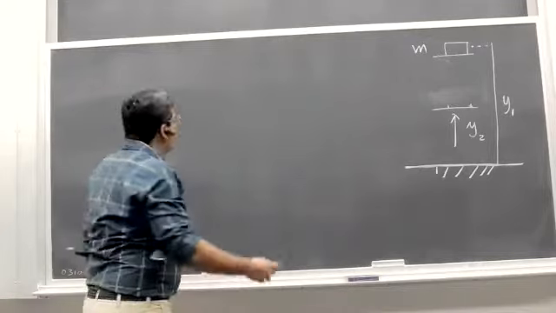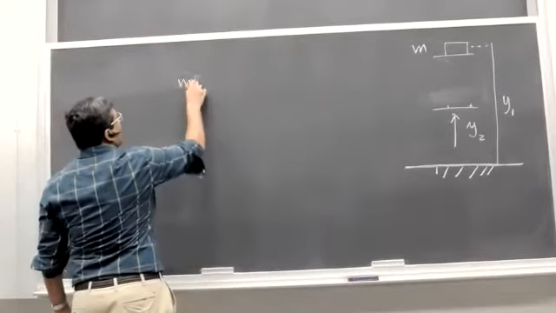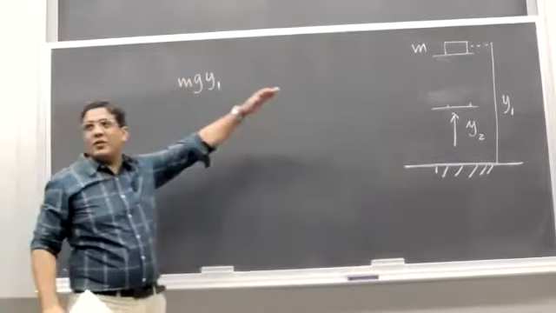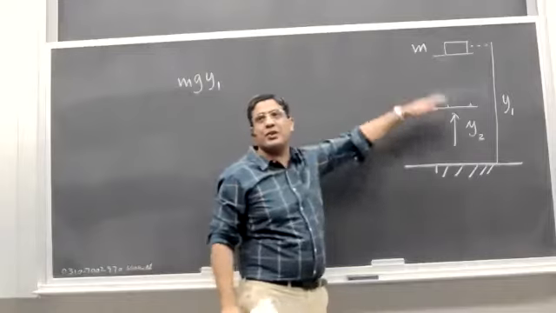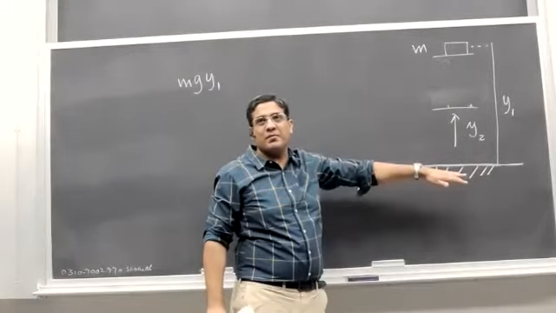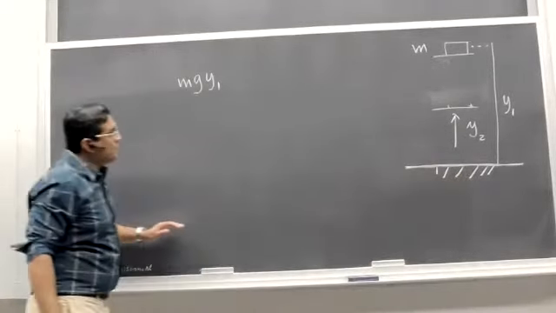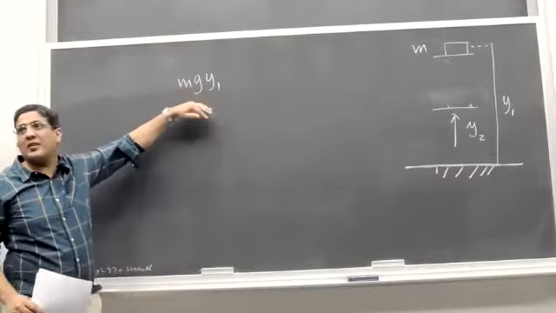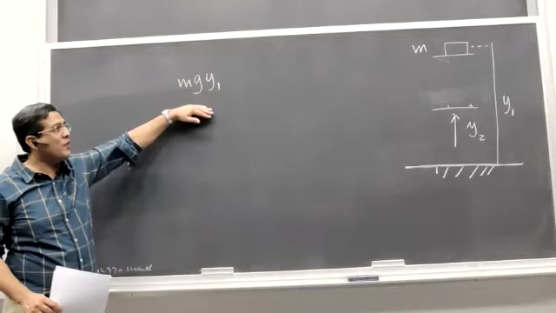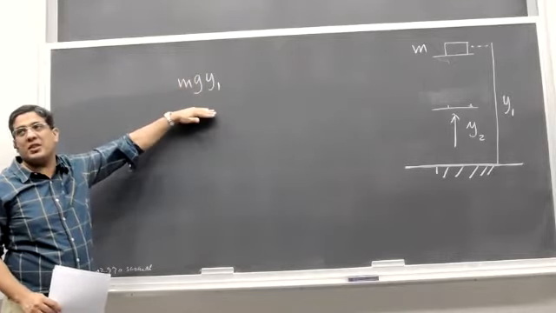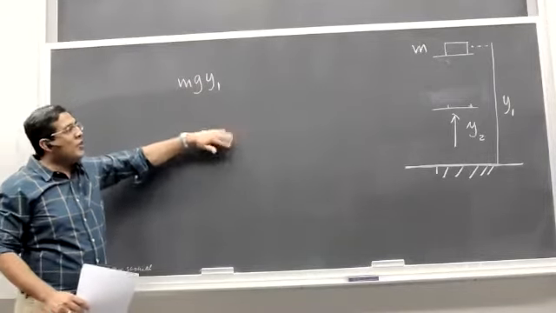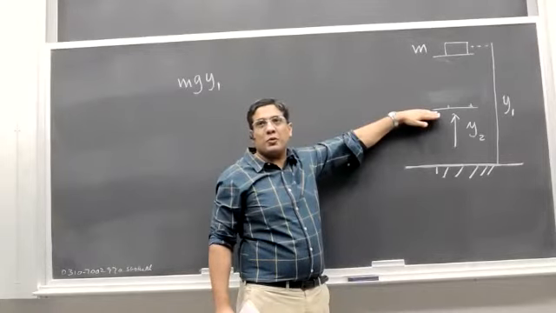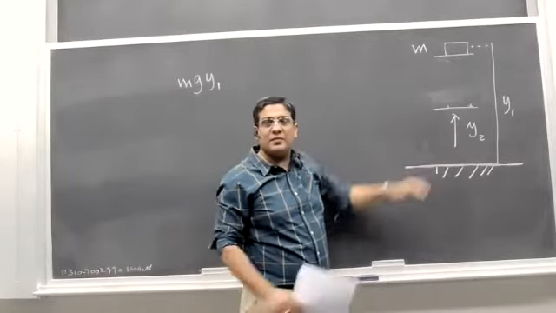mgy1. So it can do mgy1 work if you release it. And this is due to its position. This much work it would do. If you just calculate the work done by the object once you release it, an object of mass m in the gravitational force at distance y1, this is how much work it would do. Now imagine if the object was at y2, so what would be the work done if you release it from here?